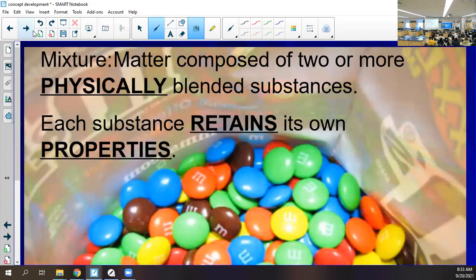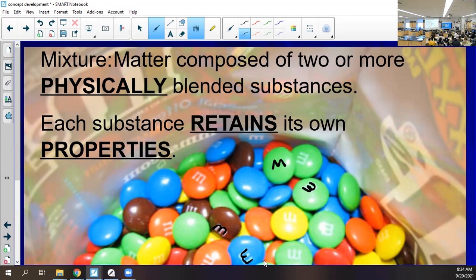All right, mixture. That's matter composed of two or more physically blended substances. In a mixture, each substance retains its own properties. All right, so we have these M&Ms. And M&Ms, this is maybe the bad example because they all taste the same no matter the color. But when these are mixed together, the green ones are still green, the brown ones are still brown, and the blue ones are still blue, right? They have their own properties.